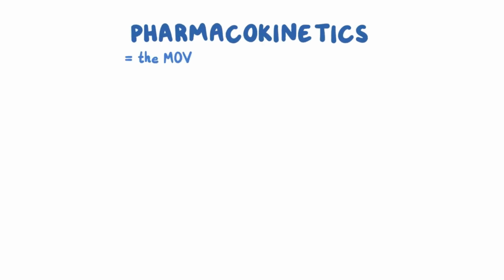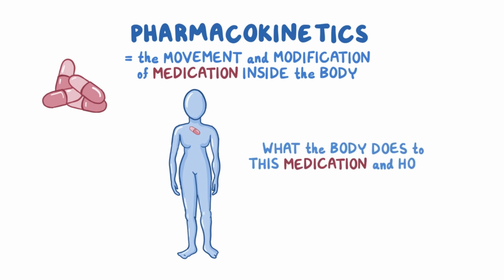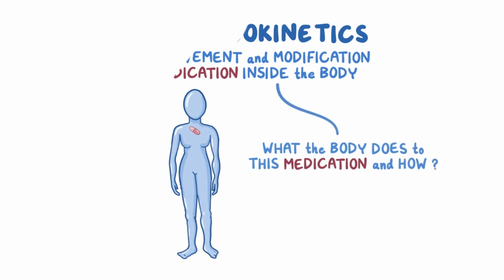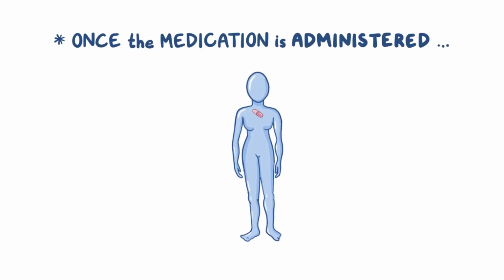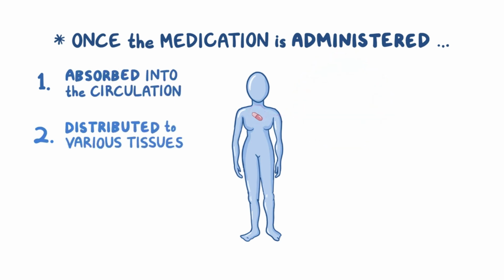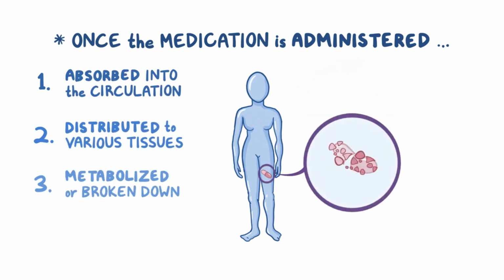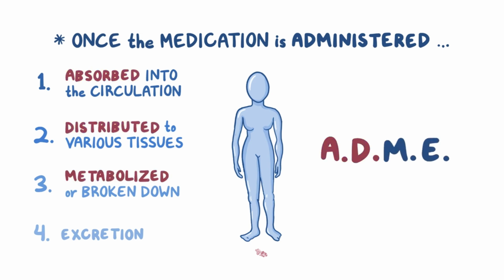Pharmacokinetics refers to the movement and modification of medication inside the body. Or more simply, it's what the body does to this medication and how it does it. Once the medication is administered, it first has to be absorbed into the circulation, then distributed to various tissues throughout the body, metabolized or broken down, and finally eliminated or excreted in the urine or feces. You can remember this as ADME: absorption, distribution, metabolism, and excretion.